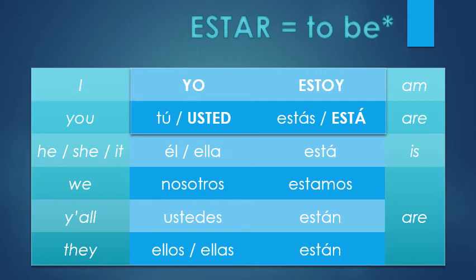I'm sorry, we're in the South. We got to use y'all, right? Ustedes están. Están. How do you say we are? Nosotros estamos. Estamos. How do you say she is? Ella está. Está. How do you say you are informally, if you're just talking with your buddies? How are you, best friend? Okay, tú estás. Estás.